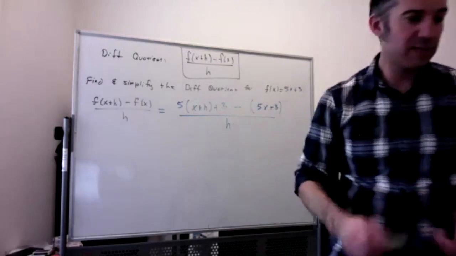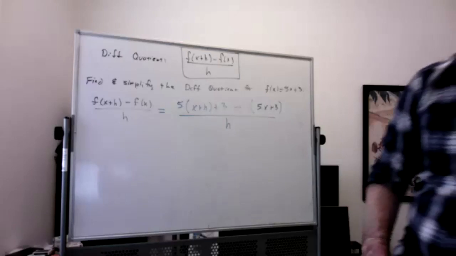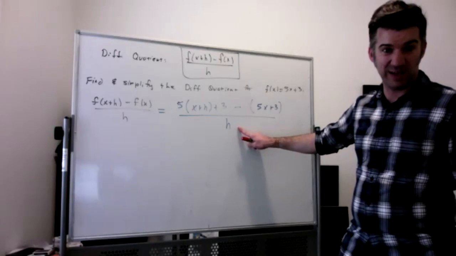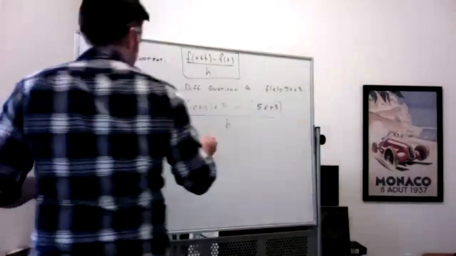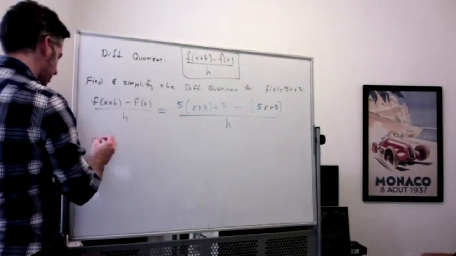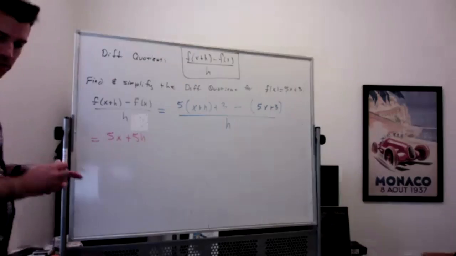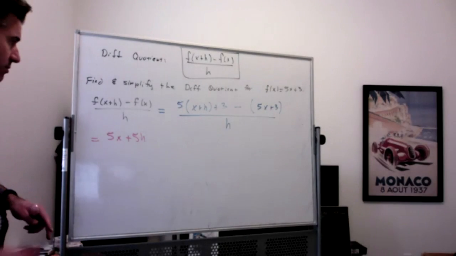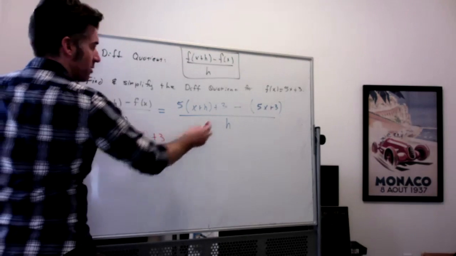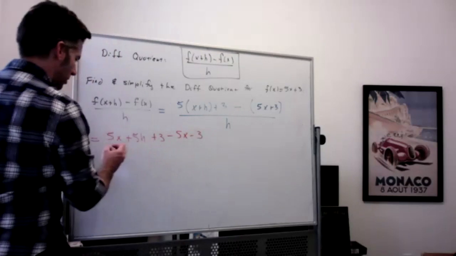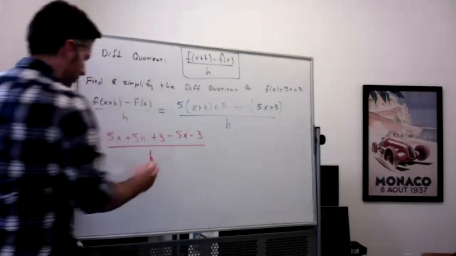And here's what we expect to happen every time we do this. That h in the denominator, we should be able to make it cancel out. So let's see what happens here. I'm going to distribute the 5. We get 5x plus 5h plus 3. Distribute the minus sign, and you get minus 5x minus 3, all over h.